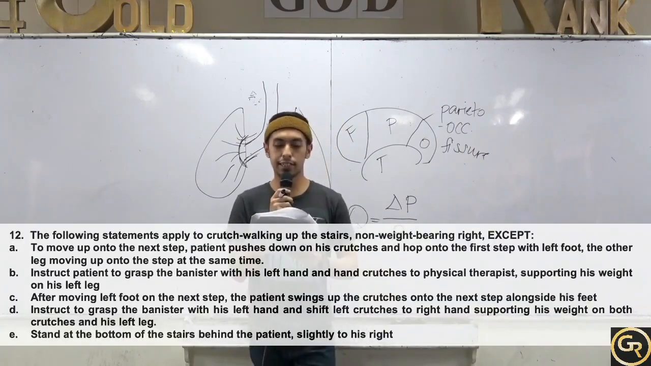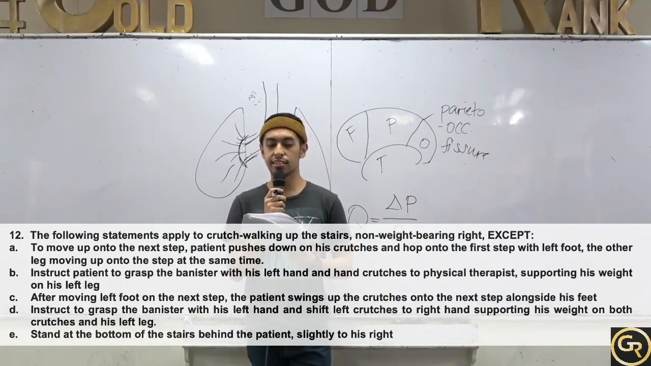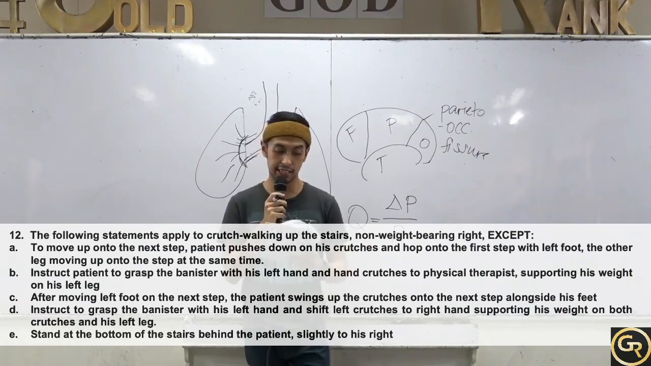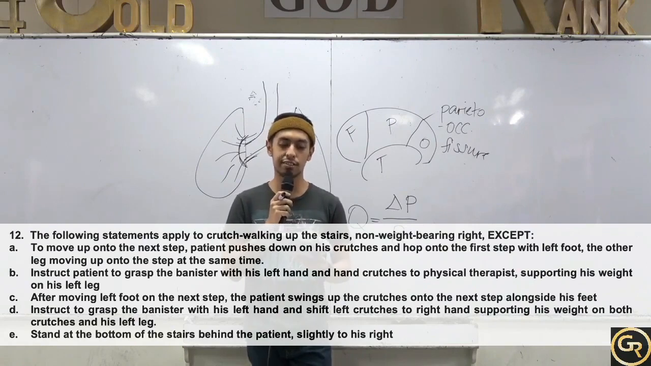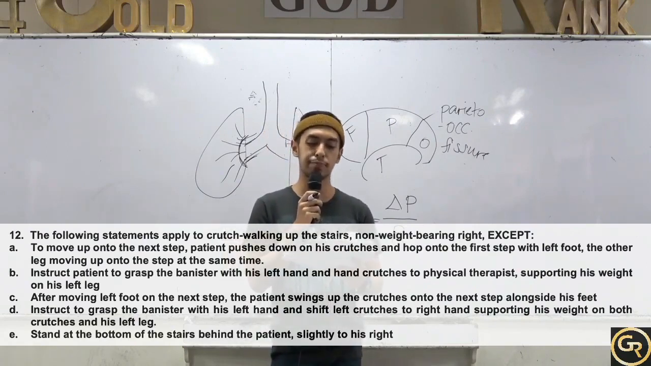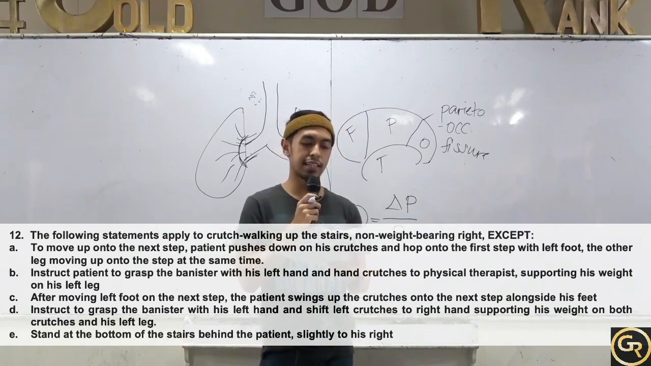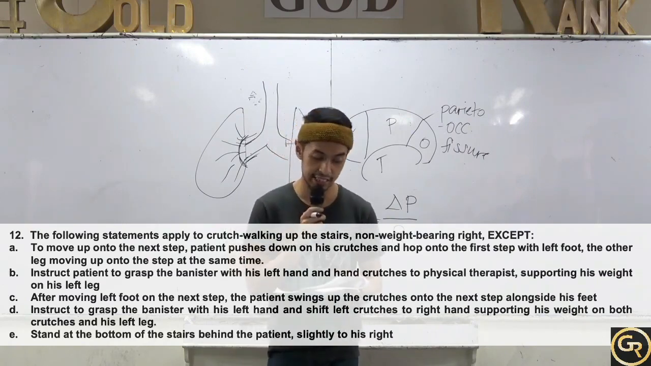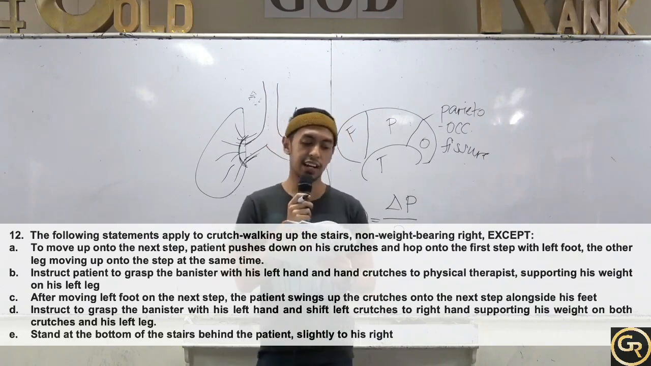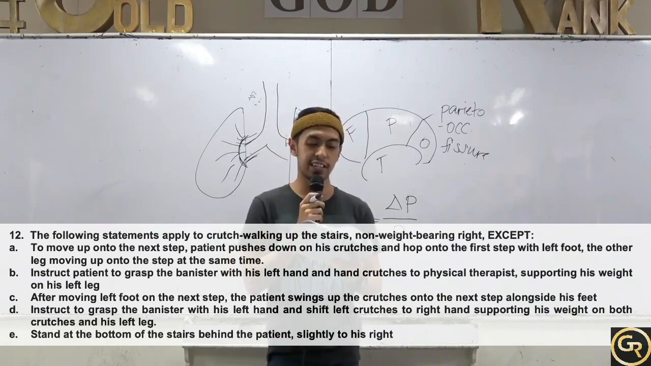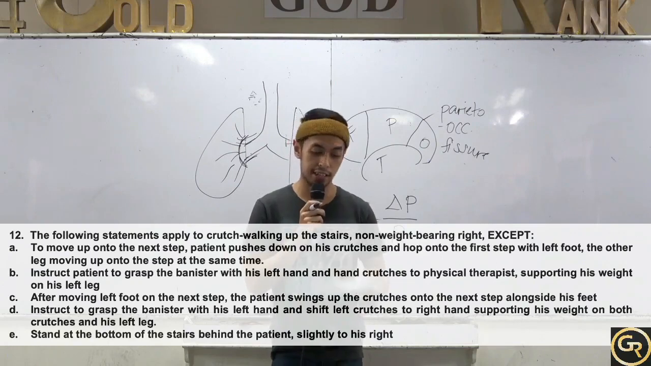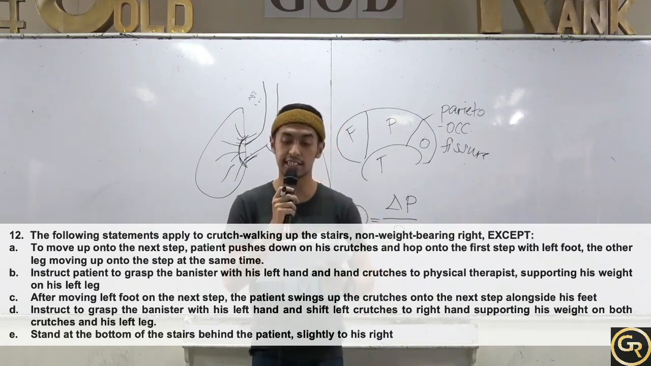12. The following statements apply to crutch walking up the stairs, non-weight bearing right, except... Let's look at our choices. Letter A, to move up onto the next step, the patient pushes down on his crutches and hops onto the first step with the left foot, the other leg moving up onto the step at the same time. Is this correct? Yes, that is correct. Letter C, after moving the left foot onto the next step, the patient swings up the crutches onto the next step alongside his feet.